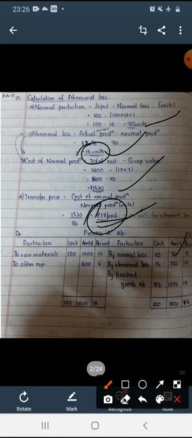Okay, here 100 units minus 25, 75. Here 1600 minus 70 minus 255, how much? 1275. 1275 divided by 75, how much? Rupees 17. Otherwise you can write abnormal loss units only. Okay, so total is 1616. This is about the first problem under the process costing.